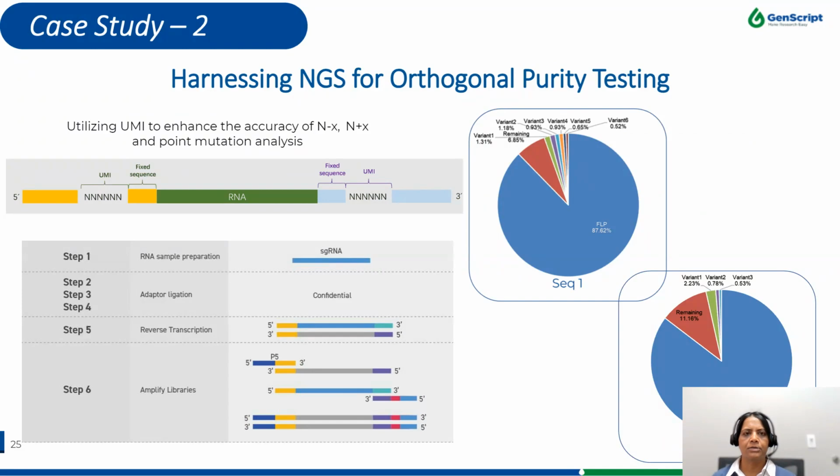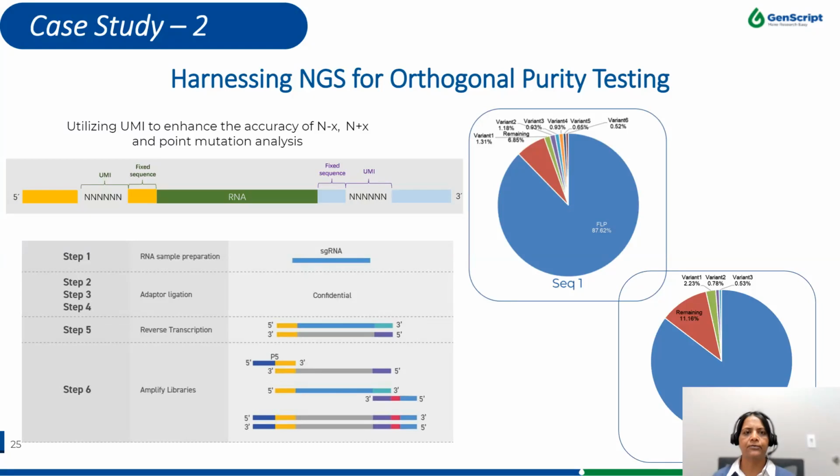And the second part of the case study used NGS for orthogonal purity testing. Building on our previous experiment with NGS, we further improved the analytical workflow by adding a unique molecular identifier to the library preparation process. Using this technology, we can differentiate more accurately between the N-1, N+1 endpoint mutation during the analysis. Here is an example of how we conduct the NGS-based purity testing.